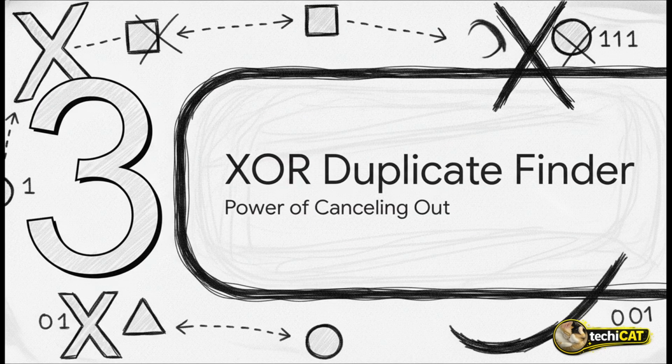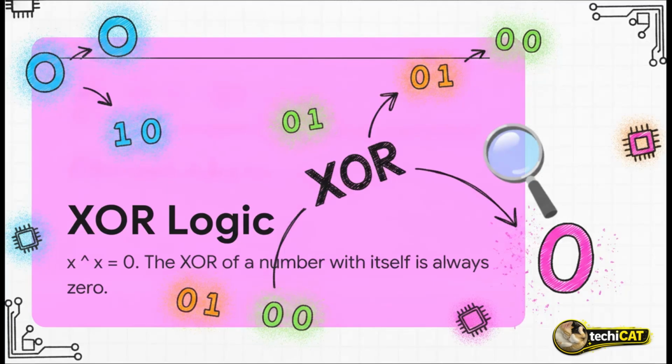Section 3, XOR, finding the duplicate, or as I like to call it, the power of canceling out. Okay, so we're going to explain the concept first, and then look at a real-life problem to understand it more. Here's the core theoretical trick. XOR logic dictates that if you XOR any number by itself, it essentially self-destructs right into 0. It doesn't matter if the number is 5, 50, or 5 million. If the bits are identical, XORing them against each other wipes them out completely. You are left with 0.